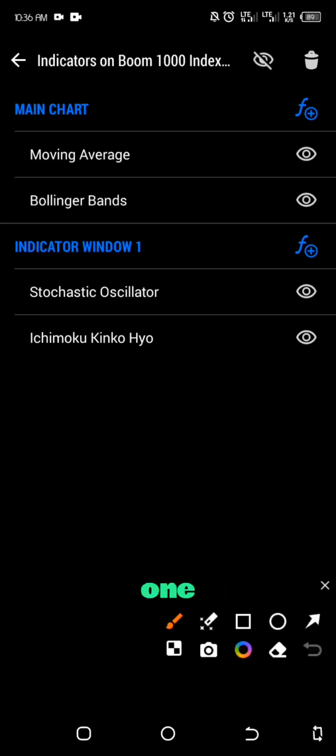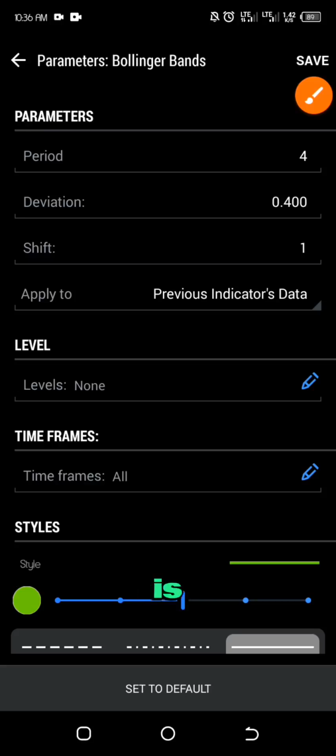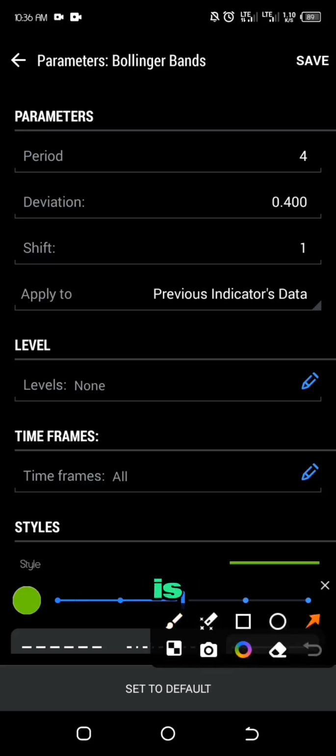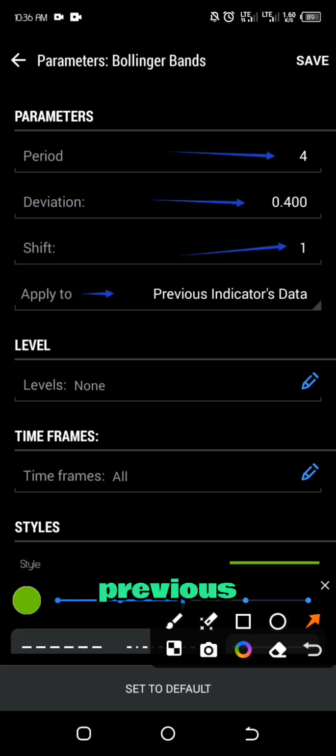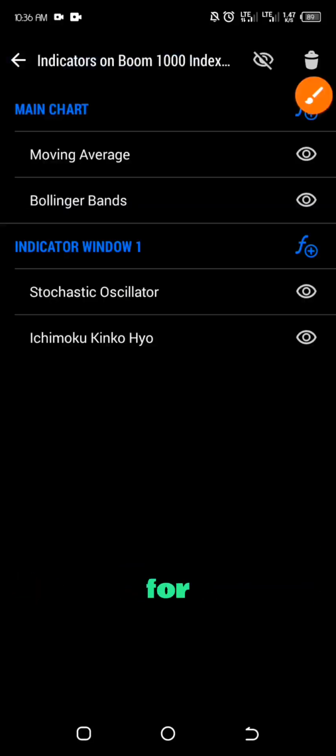Now moving on to the next one, which is the Bollinger Bands. To add this, we click on this F icon right here again. We search for Bollinger Bands and set the parameters. Now the period is 4, the deviation is 0.400, shift is 1, apply to previous indicator's data, and for the style use any color of your choice and click on save. Okay, so that is for the Bollinger Bands.